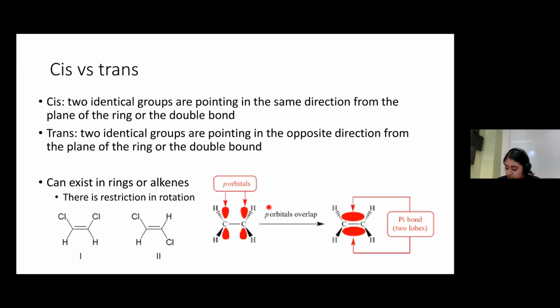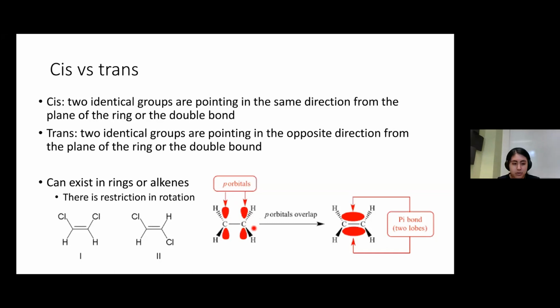Right, here's a picture. The overlap of these p orbitals is what the double bond is. So if you try to rotate this bond right here, and you only rotate one of the p orbitals, then there's going to be less overlap, and eventually you'll break the double bond. And you don't want that because that will be a different molecule.